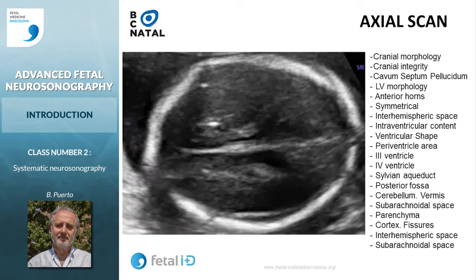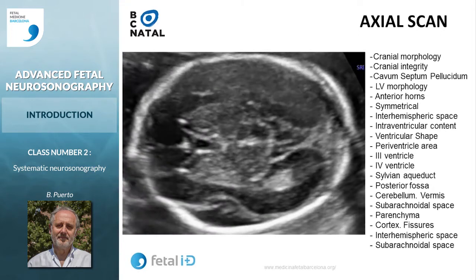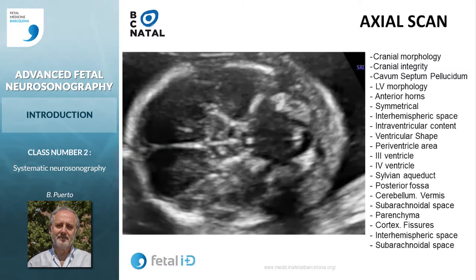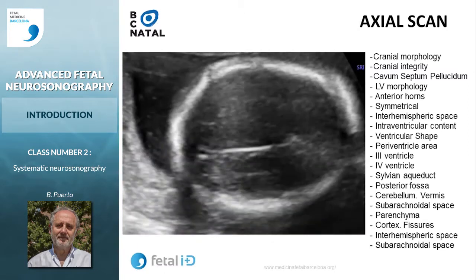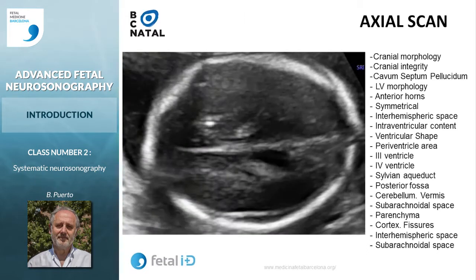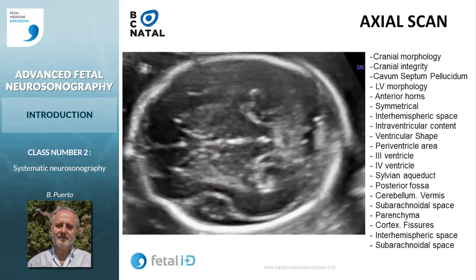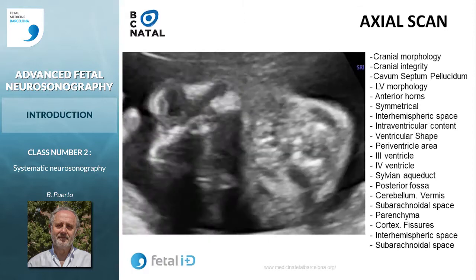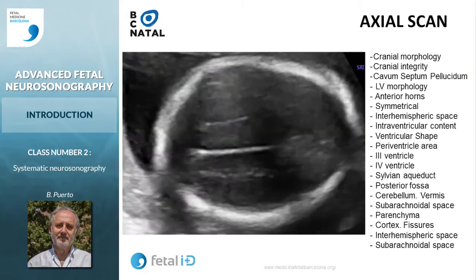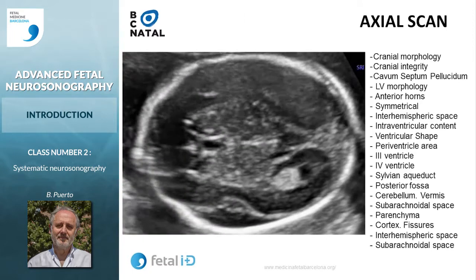In the systematic neurosonography and in the basic ultrasound as well, we start with an axial scan. It is important to perform a scan so that no area of the brain is left unseen. The list seen at the right shows the structures that must be assessed during the evaluation. It's a slow scan, beginning at the most cranial part and descending until the fetal neck.